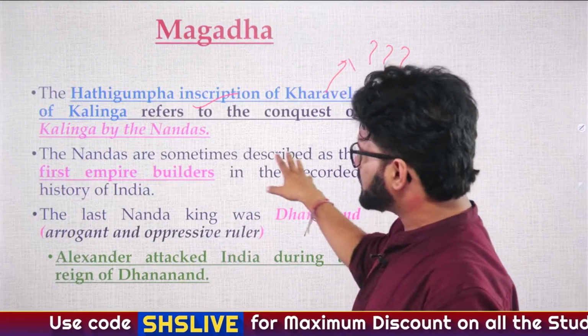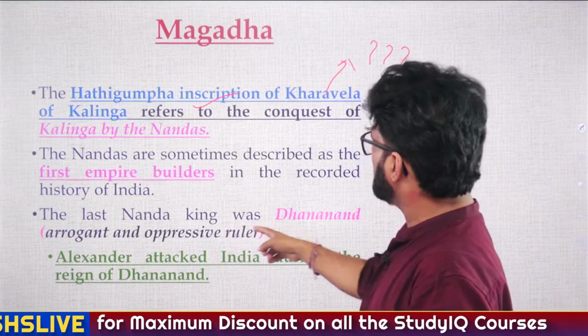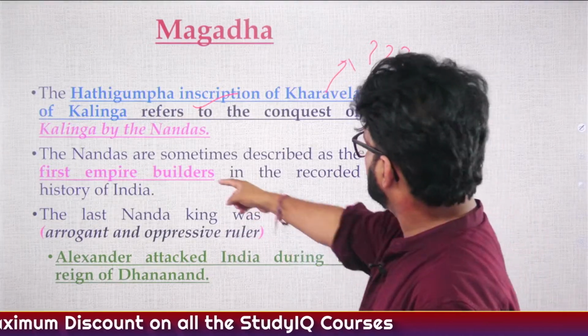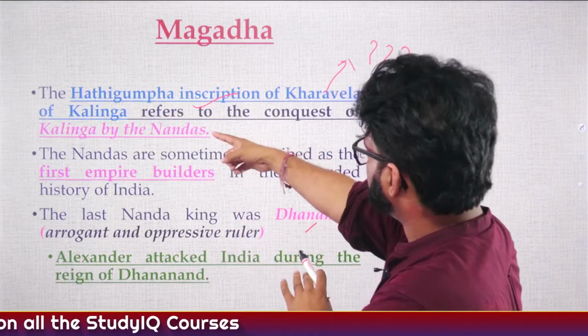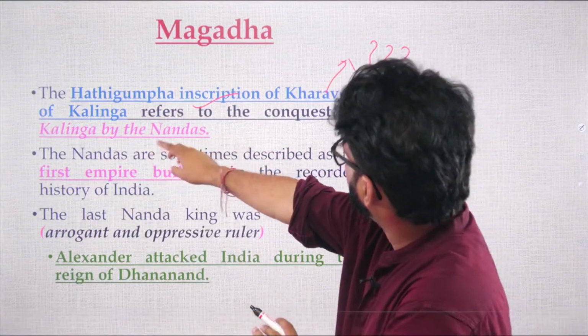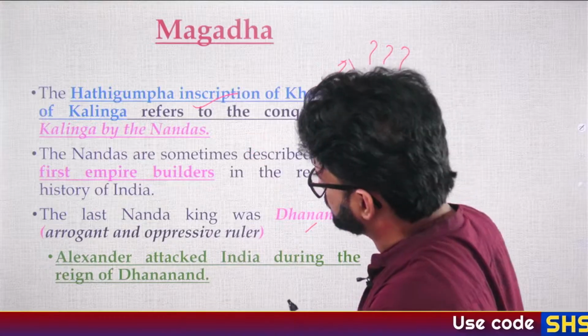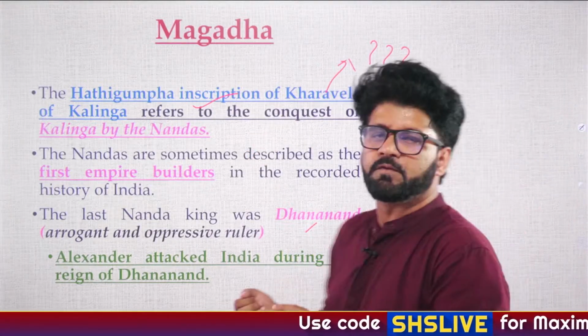Nandas are sometimes described as the first empire builders. We have discussed this. The last king was Dhananand, and they have also conquered Kalinga. The Hathi Gumfa inscription of Kalinga king Khadavela refers to the conquest of Kalinga. So the third statement was correct, the first and second were wrong.